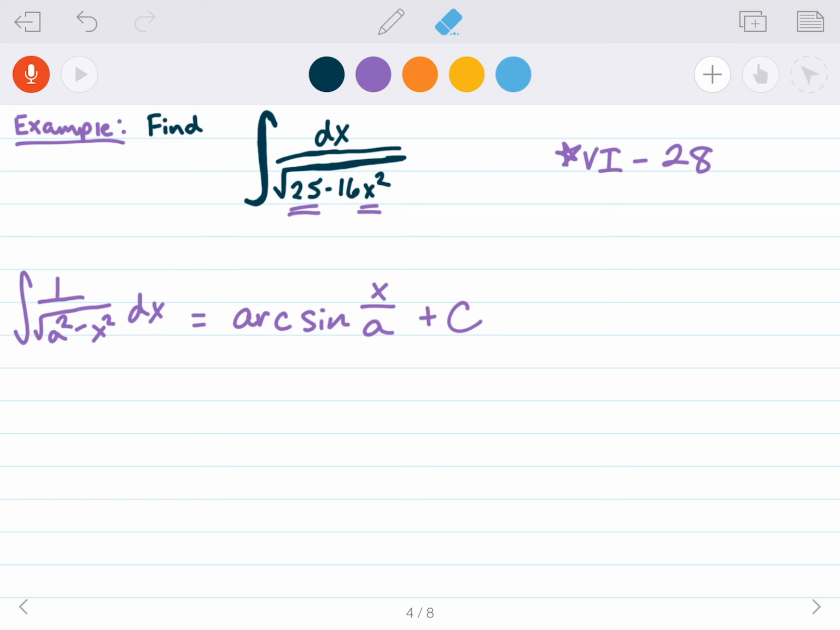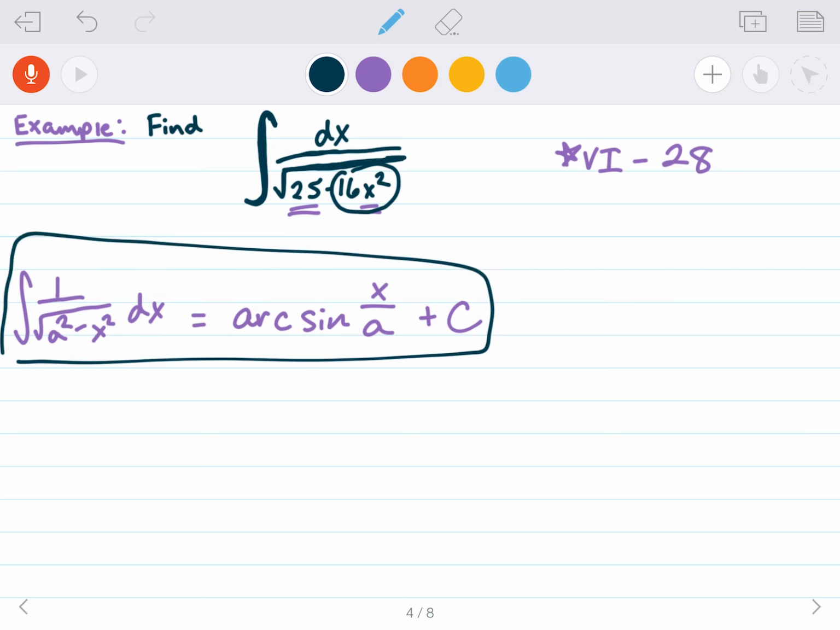So what I can do, I don't have just a single variable squared here, but that is what I want, right? So I need to do a substitution in order to use this formula. So what I'm going to do is introduce a new variable. You can use u like we've been doing, or you can do w. Let's do w just for fun.